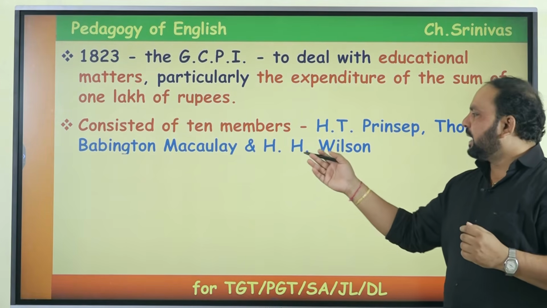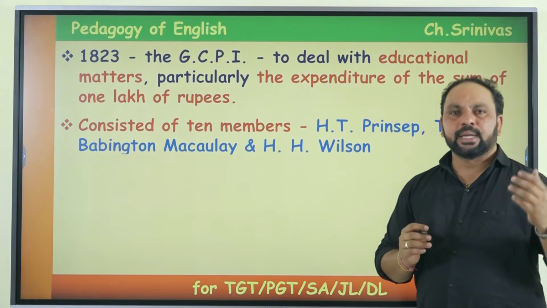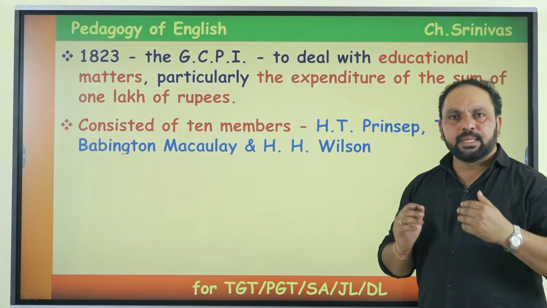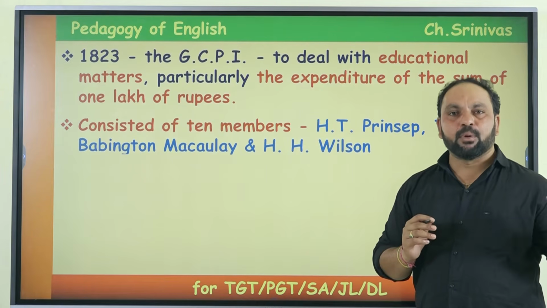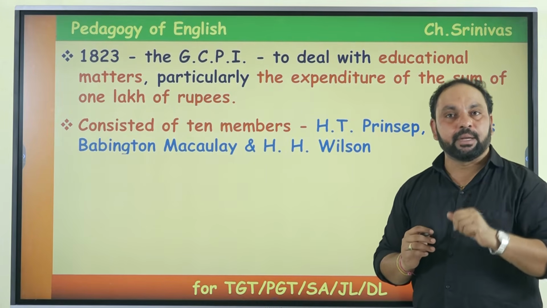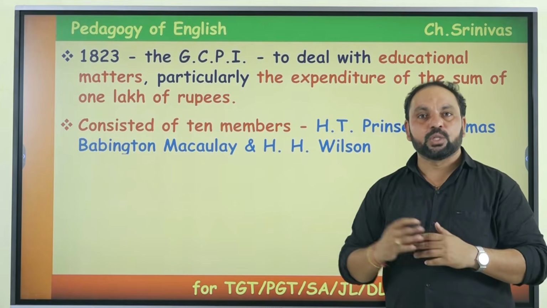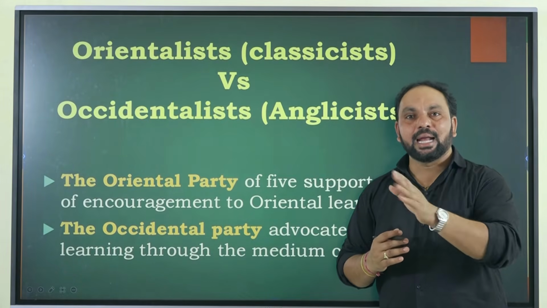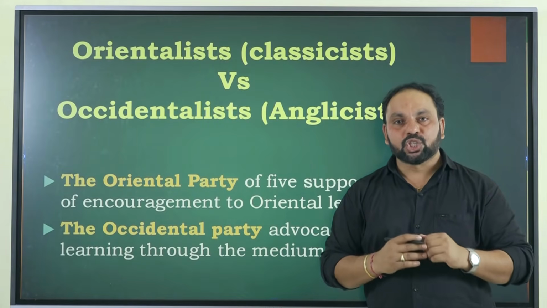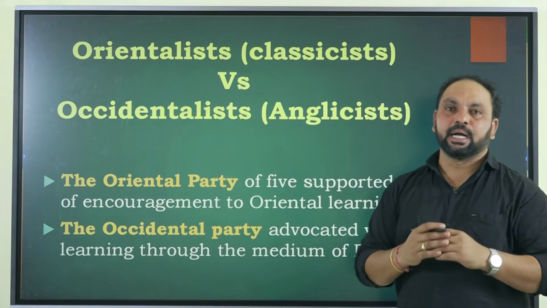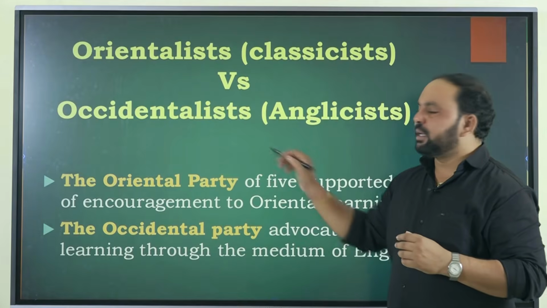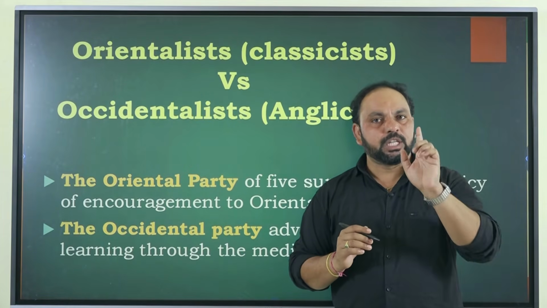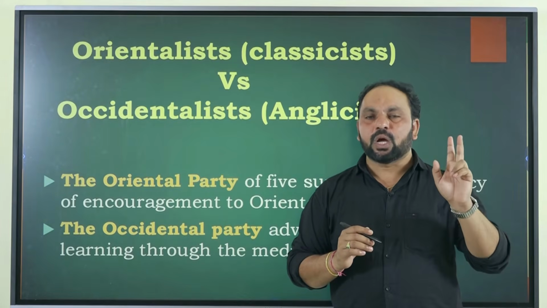And H.H. Wilson, who was a great scholar. So these three people were there, and apart from these three, there were 7 more people, including Raja Ram Mohan Rai from India. Raja Ram Mohan Rai was also in this because he was also an Anglicist. He supported the introduction of the English language in India. So that's the reason 10 members were there. In those 10 members, T.B. Macaulay, and we need to remember H.T.